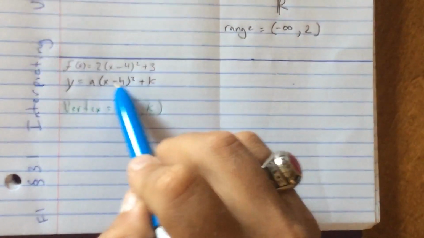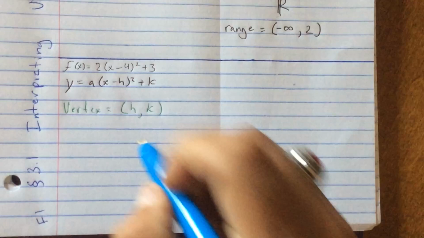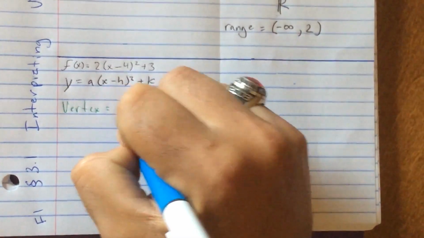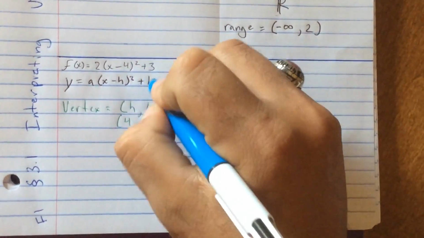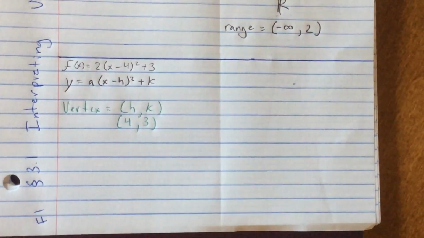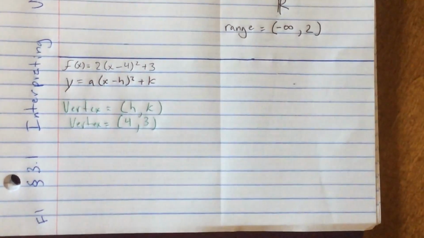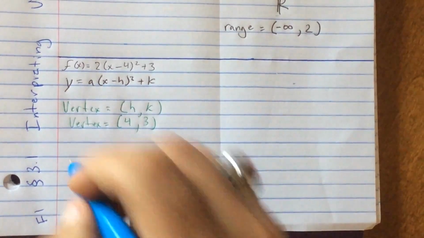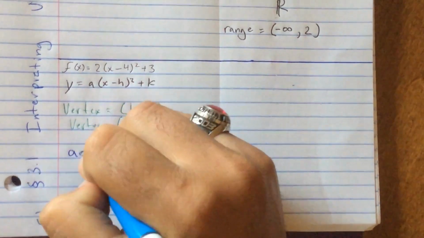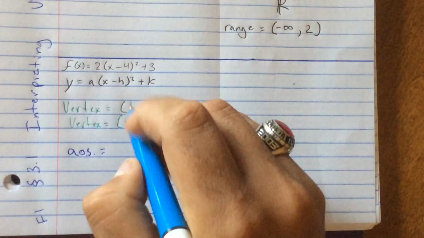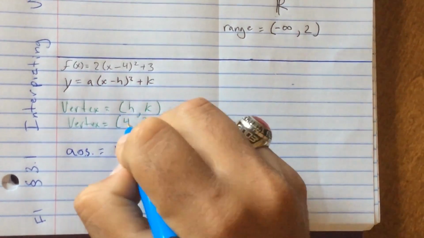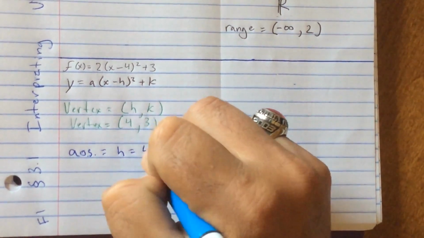And so it's going to be opposite of what's here. So our h is actually going to be 4, and our k is going to be our 3, what's on the outside. So this is equal to our vertex. Now we're going to look for the axis of symmetry, so our AOS. But our axis of symmetry is actually equal to our h. And our h was 4, so our axis of symmetry is equal to 4.